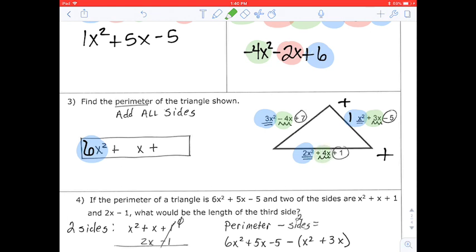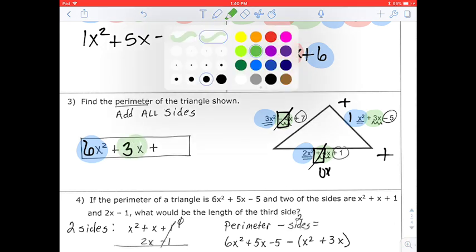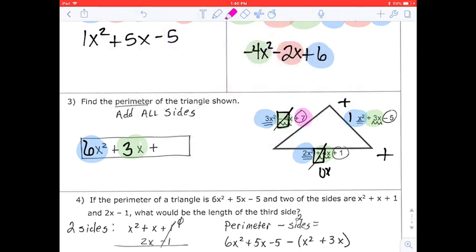And I'm not going to go around in the same order this time because I recognize that negative 4x plus 4x is 0. Those cancel out. So that gives me 0x plus 3x. And then finally, I'm going to look at my numbers. Positive 7 minus 5 plus 1. 7 minus 5 is 2 plus 1 is 3.